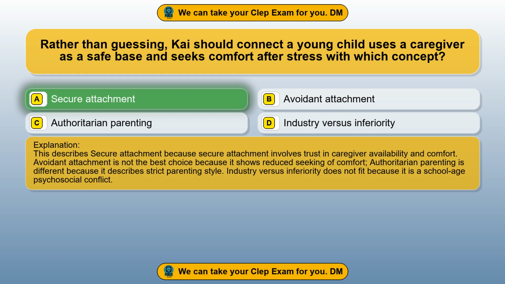This describes secure attachment because secure attachment involves trust in caregiver availability and comfort. Avoidant attachment is not the best choice because it shows reduced seeking of comfort. Authoritarian parenting is different because it describes strict parenting style. Industry versus inferiority does not fit because it is a school-age psychosocial conflict.